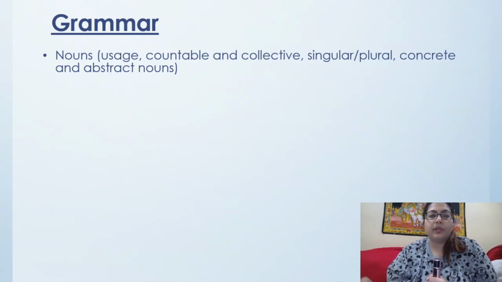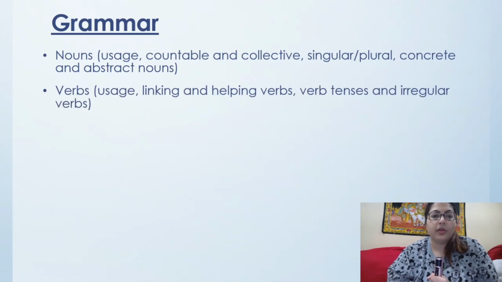And then singular, plural, which will be nouns with es and s. And concrete nouns, which is again countable, or which you can actually identify, like say bed or stool. And then for abstract noun, it will be something abstract like faith, silence. Then going to the next one, we have verbs.